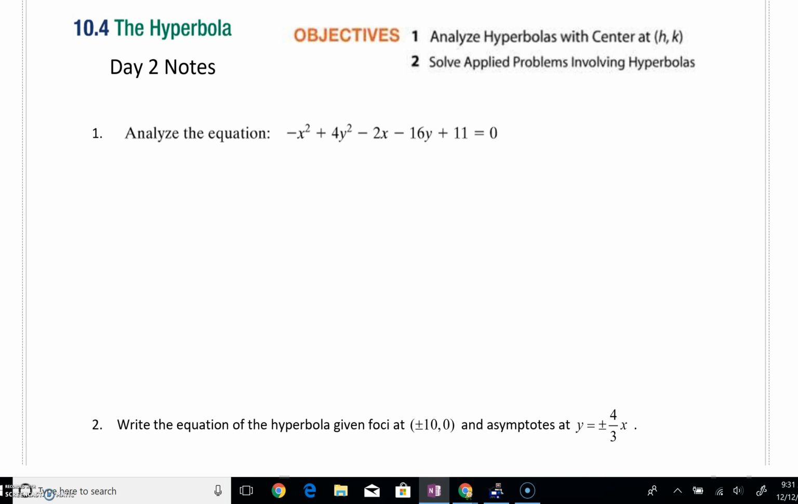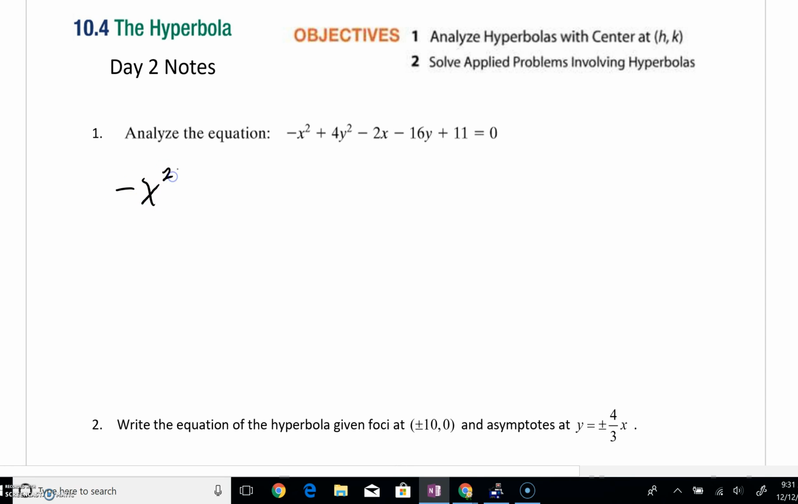Okay, the last lesson of chapter 10, the second day on hyperbolas. Not surprisingly, we're going to deal with a scenario where we're going to have to complete the square. Our hyperbola is not in vertex or centered form.